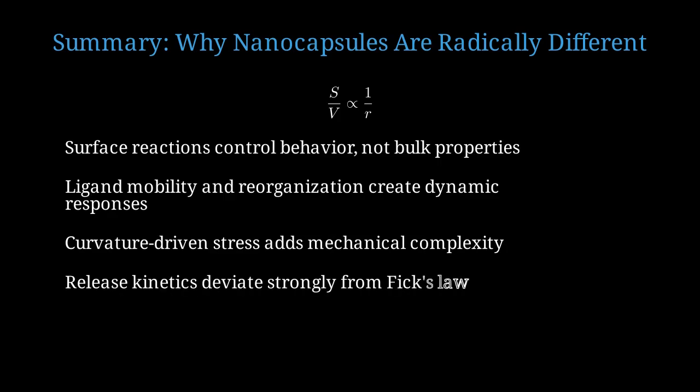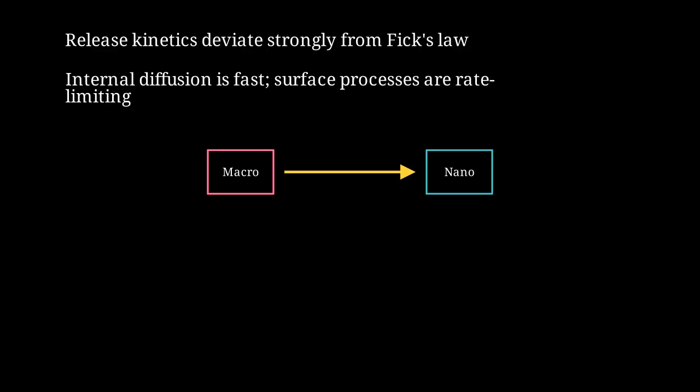Release kinetics deviate strongly from simple Fickian diffusion, showing burst release, plateaus, and triggered behavior. Internal diffusion is extremely fast, so surface processes become the rate-limiting steps. In conclusion, nanocapsules are radically different from larger capsules due to the dominance of surface effects, high curvature-driven stress, and dynamic membrane behavior.